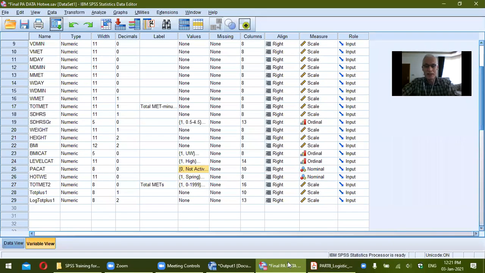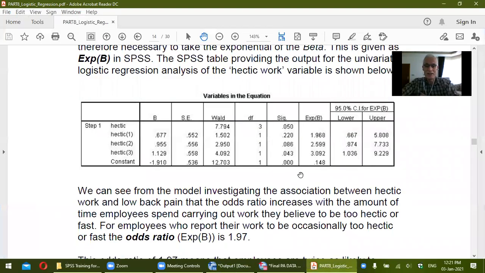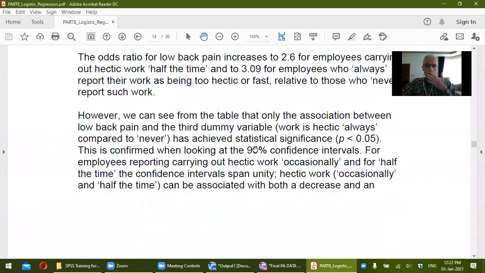I obtained a protective odds ratio there, while in this example it is a risky odds ratio, and it does not pass through 1, which means it is significant. Again, from the p-value, it's significant. This is what we want to put in a thesis.